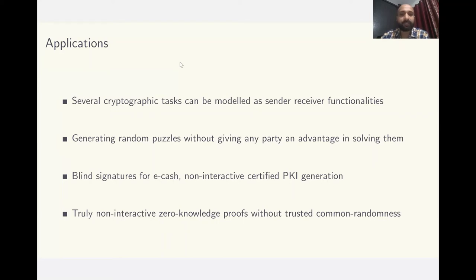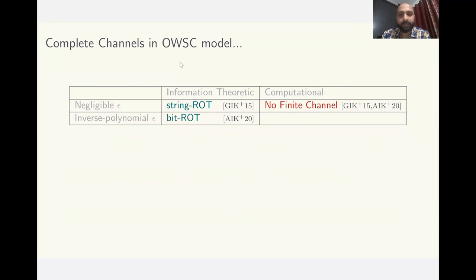Notable applications of OWSC include generating random puzzles without giving any party an unfair advantage in solving them, and realizing randomized blind signatures, which have applications in eCash and non-interactive PKI generation. Zero knowledge proofs in the OWSC model are truly non-interactive and do not require a trusted common randomness setup. This is another application of the OWSC model.